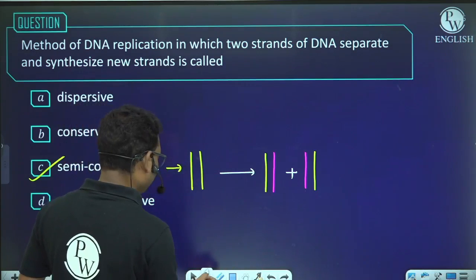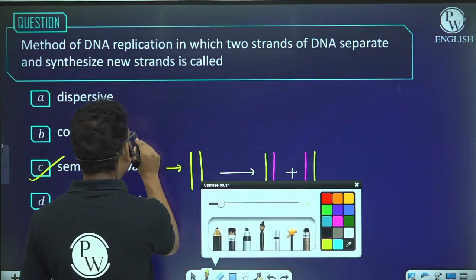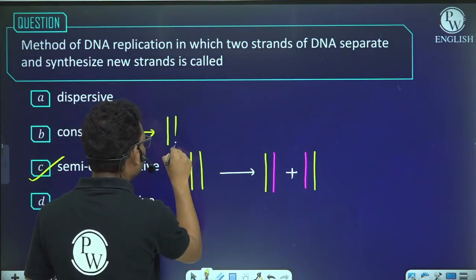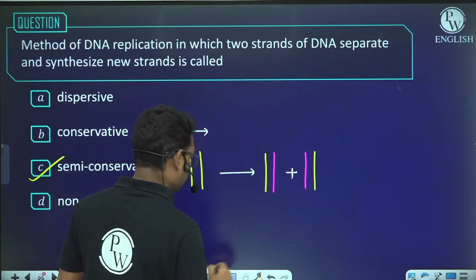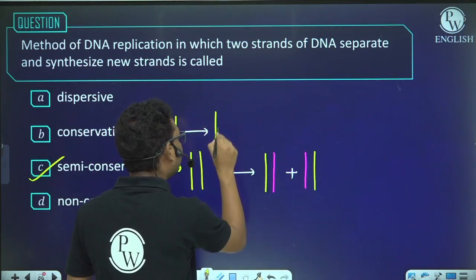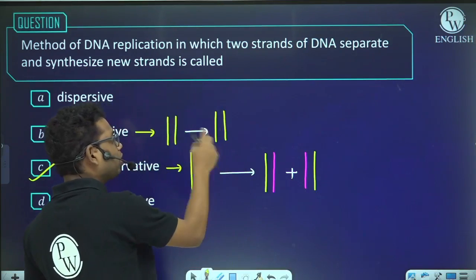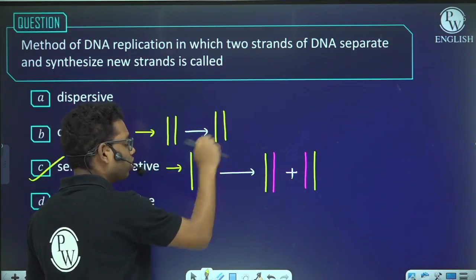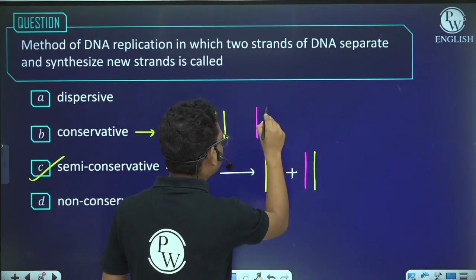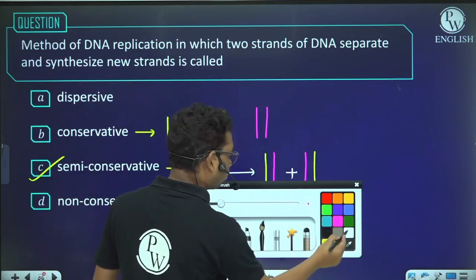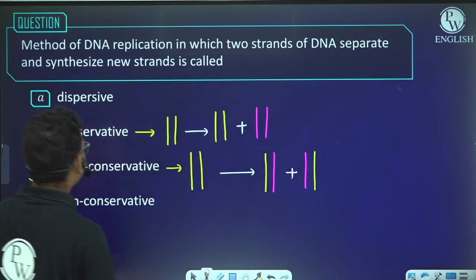So what is conservative? In case of conservative, what happens? So suppose this is the parent DNA. And after replication, what will happen? I will get two DNA molecules, and in one DNA molecule, the entire parent DNA will be present. That means 100% of this DNA is present in the daughter DNA molecule. So it is conservative, and one DNA will be completely new. Okay. So this is called as conservative.